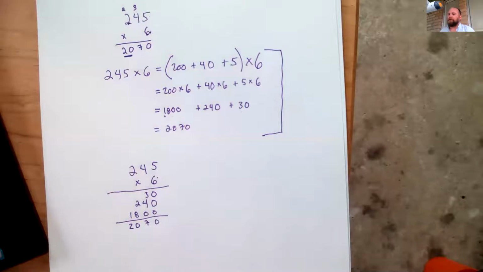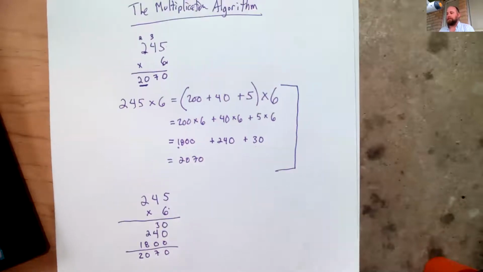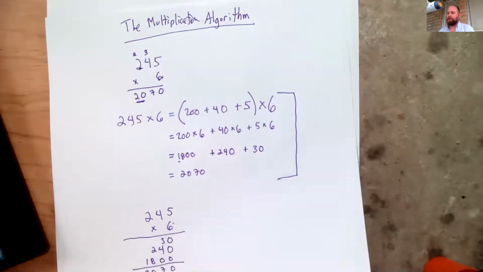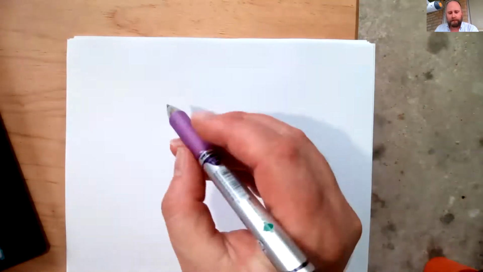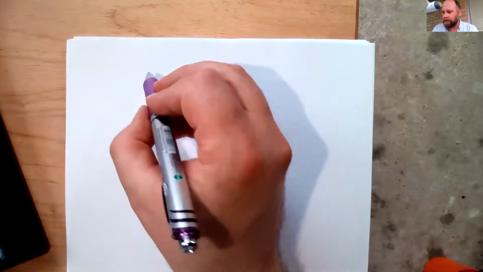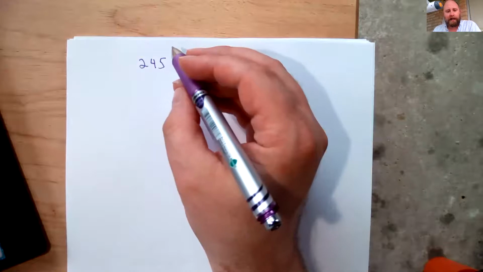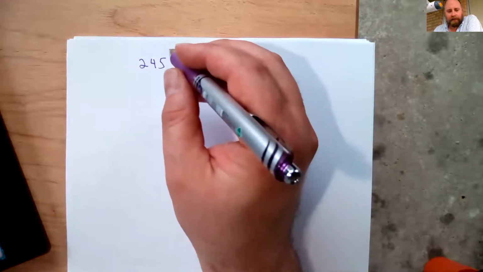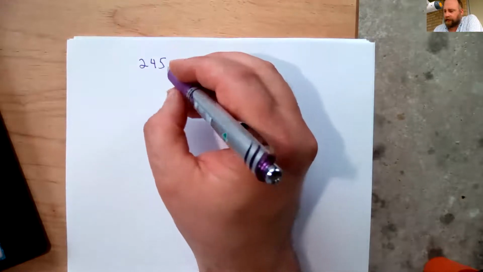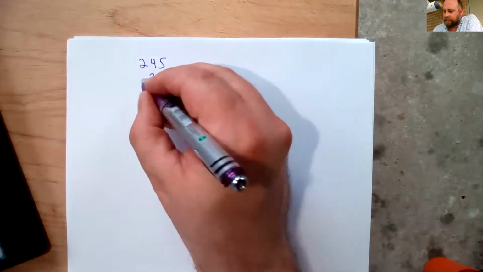Now, what if we have something more complicated? What if I'm multiplying 245 by 36 instead of 6?